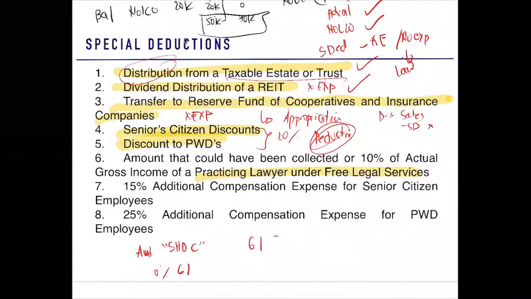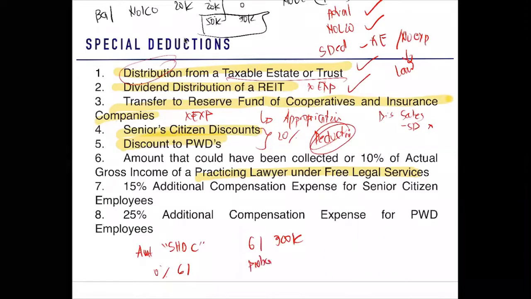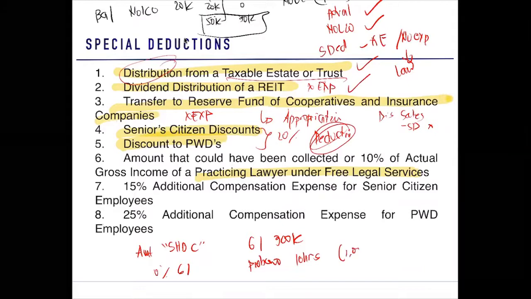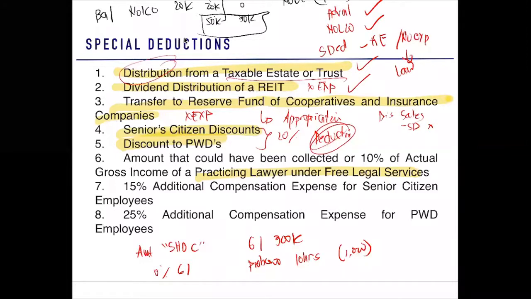So let's say your gross income is 300,000 and your pro bono case is 10 hours. Per hour is 1,000. So ang pipiliin mo dyan, or hindi siya or. Hindi siya sinabing limited. So it's either the collection or 10%.